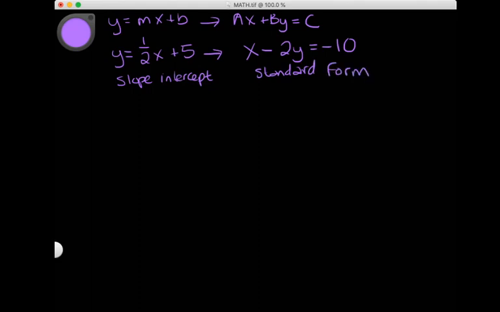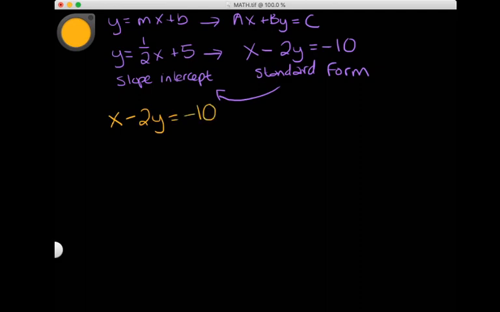So some of the questions that you're going to do are going to ask you to go from standard backwards into slope-intercept form. So I just want to really quickly go over that with you, and then I've got one more thing for us to look at. So let's start here with our question. Where we ended up with x minus 2y equals negative 10.